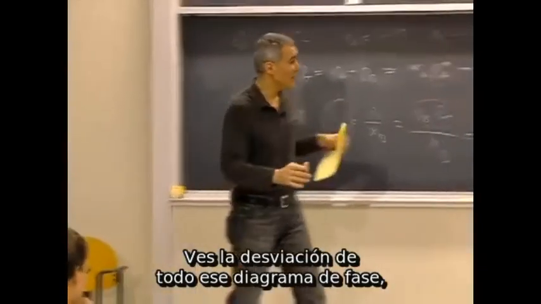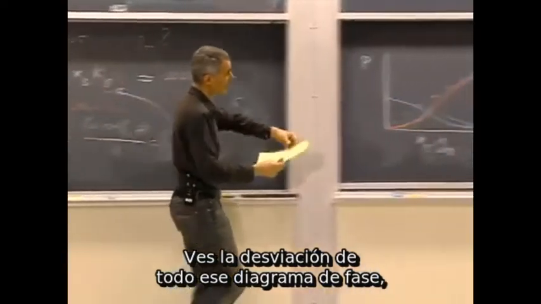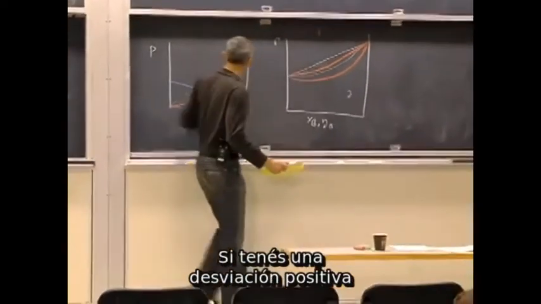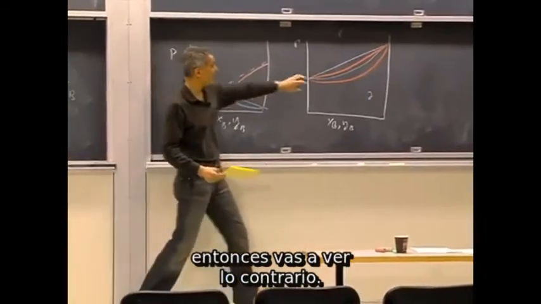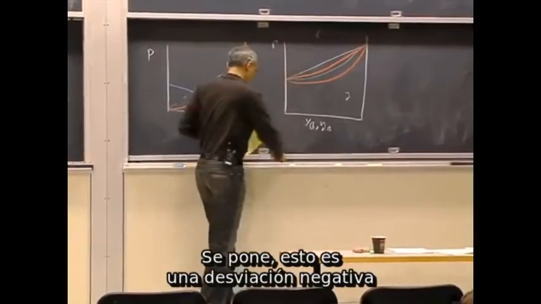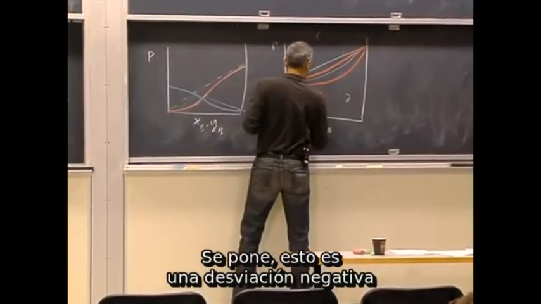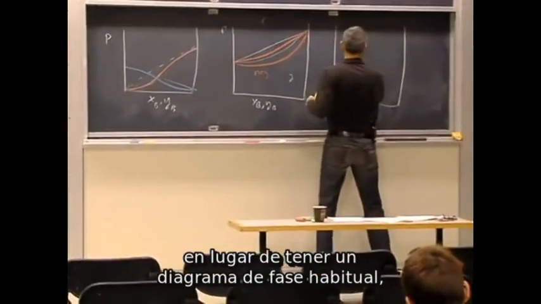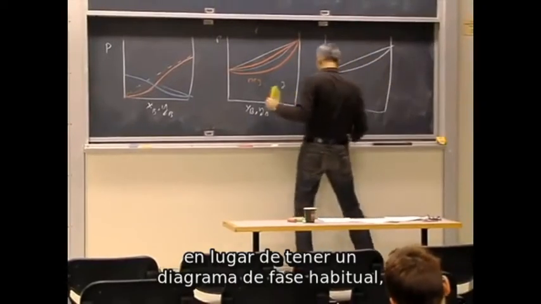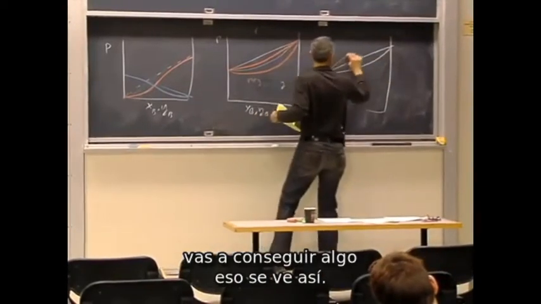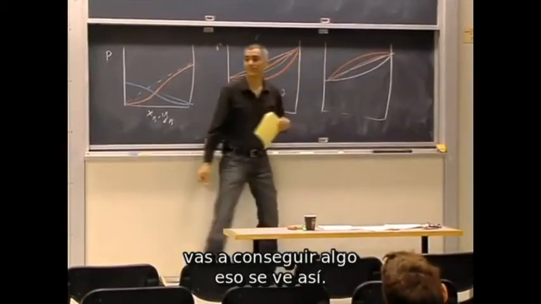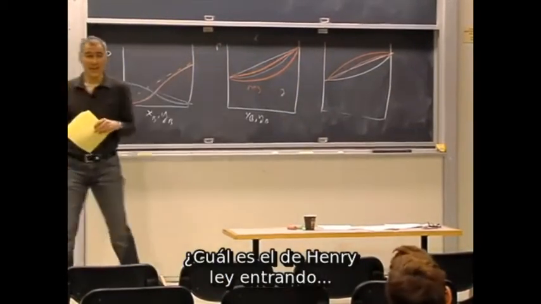Okay? You see a deviation of that whole phase diagram, like you're pushing down on it, or maybe it could be pulled up. If you have a positive deviation, then it's the opposite. This is negative deviation. And if you have a positive deviation, instead of having your usual phase diagram, you're going to get something that's looking like this, right? Which is the Henry's law coming in.